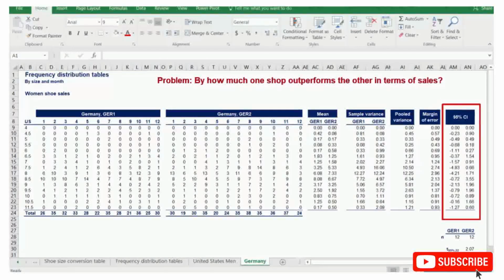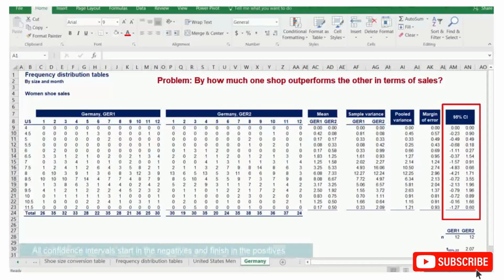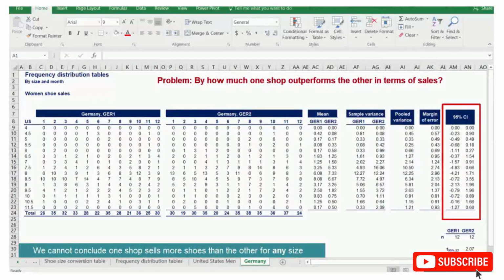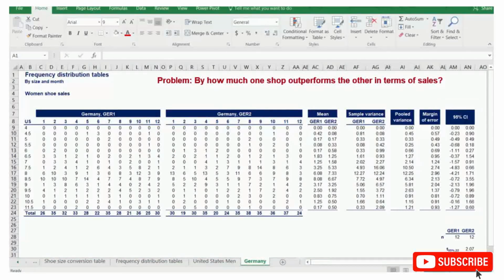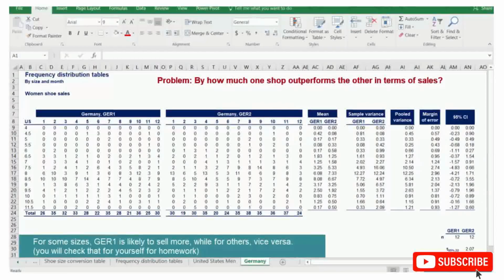0 is a part of all of them. Except for the unsellable size 4, all confidence intervals start in the negatives and finish in the positives. This implies we cannot conclude one shop sells more shoes than the other for any size. While it seems like we have no great insight, that's not entirely true. The confidence intervals we got are not consistently for one shop having higher sales or the other. This is evident from the fact that some are mostly negative, while others are mostly positive. That is to show that, for some sizes, GER1 is likely to sell more, while for others vice versa.